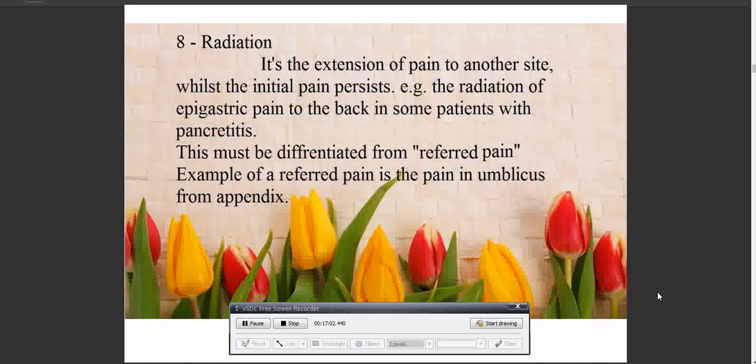So you can also avoid confusing it with what we refer to as referred pain. For referred pain, for example, the pain in the umbilicus from the appendix. The pain you feel as if it's from the umbilicus, but it's just from the appendix. Radiation is for sure. Epigastric pain will be moving from the epigastric region to the back in some patients with pancreatitis. So it just radiates to that region, but it does not come from that region. It moves from where it was to that region.